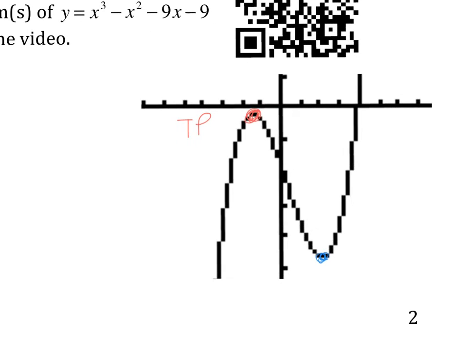If you're using Desmos, all you do is touch it, boom, and it'll show up for you. Again, touch it there, and it'll show up for you.